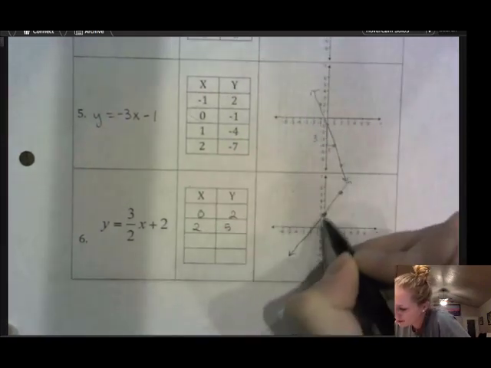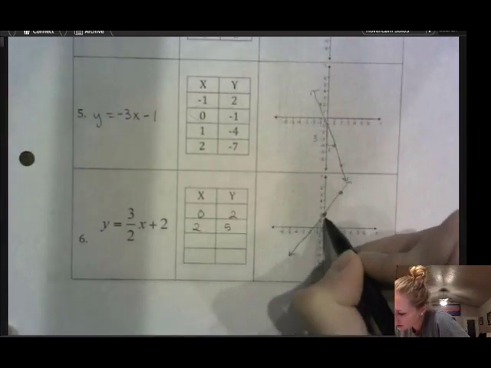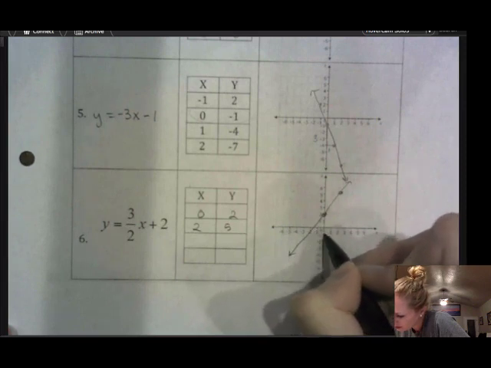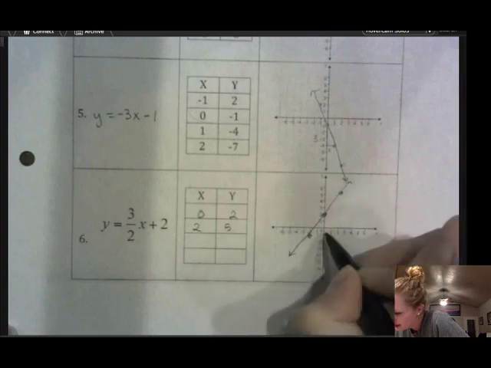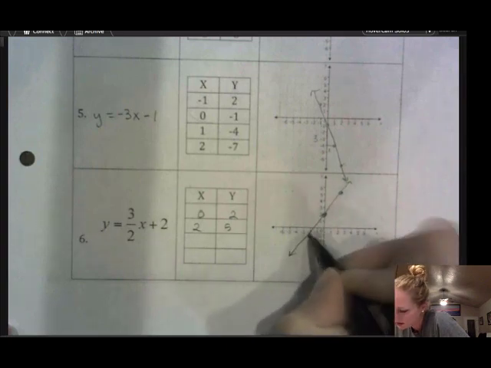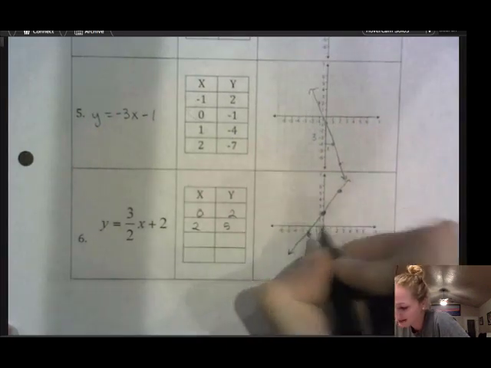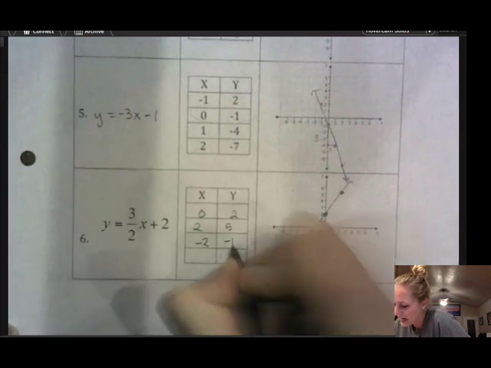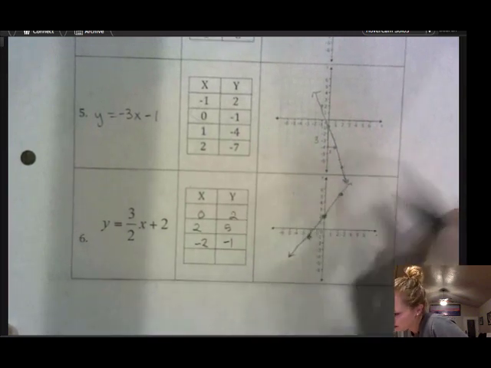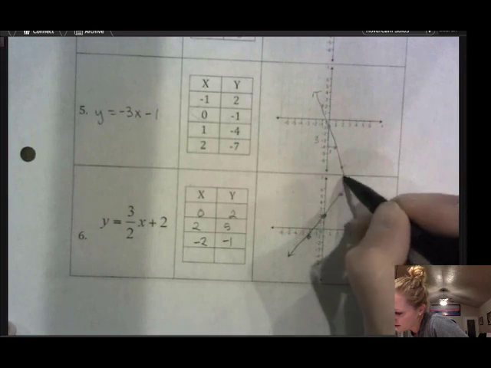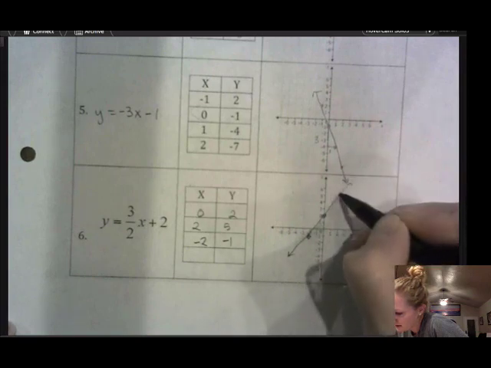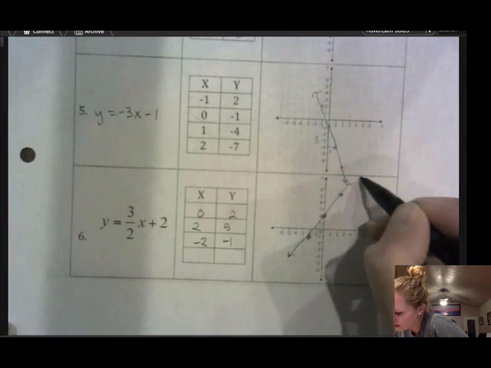And let's see, so if my rise is 3 and run is 2, I could go down 1, 2, 3 and over 1, 2. My line's not very straight, sorry, but it should be at that point, which is at -2, -1, x first. And then I could keep it going up this way too. So right now I'm at 2, 5. I could go up 3 and over 2 again. So it would be up at 8 and over to 4, I believe.